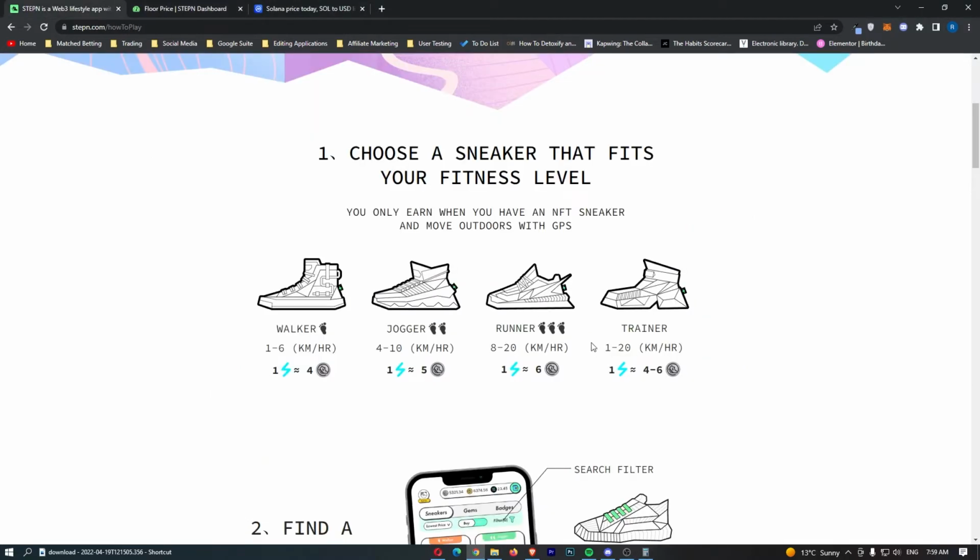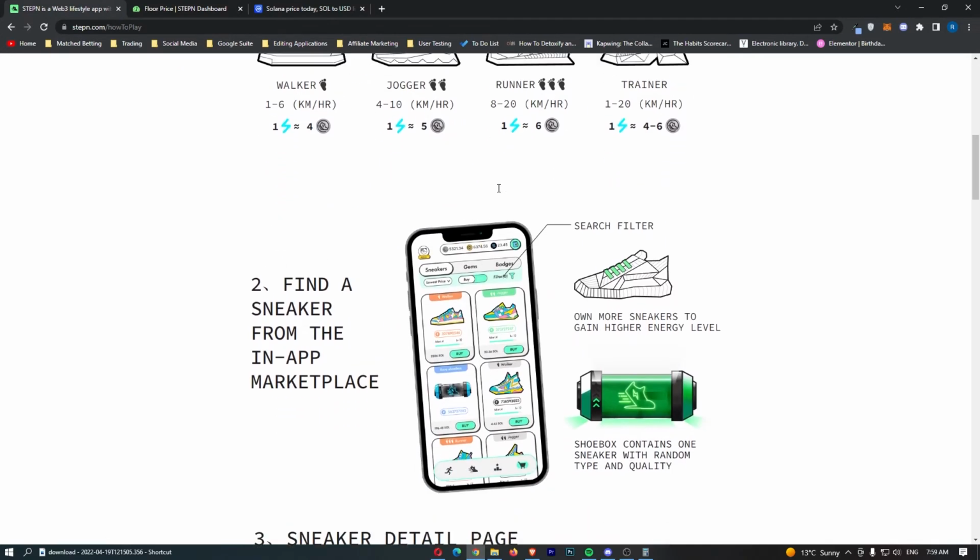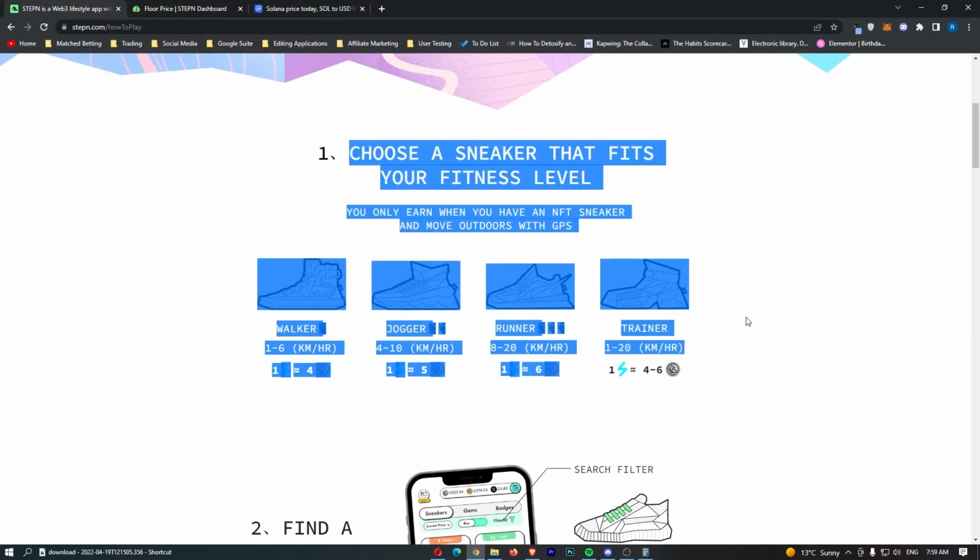So, I would definitely price up how much you can make with the sneaker, do all the calculations, take into account the fluctuation of the StepN coin, and make an informed decision doing that. Okay, so there is step one, and that is to choose a sneaker.